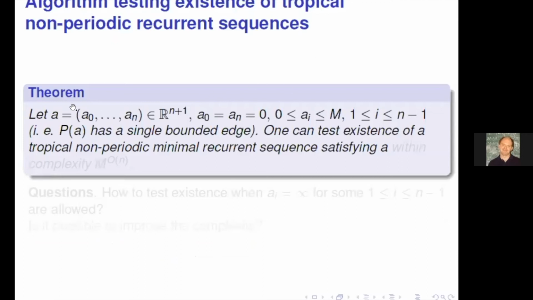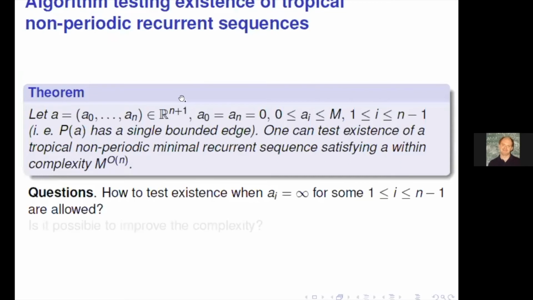Now we assume that we have a vector, and again the Newton polygon has a single bounded edge. So we have 2 zeros at the ends, and the rest are non-negative, between 0 and some m. Now I have to exclude infinity. This is again some shortcoming of the algorithm, so I don't consider the infinite coordinates. One can test the existence of tropical non-periodic minimal recurrent sequences satisfying A with, unfortunately, exponential complexity.